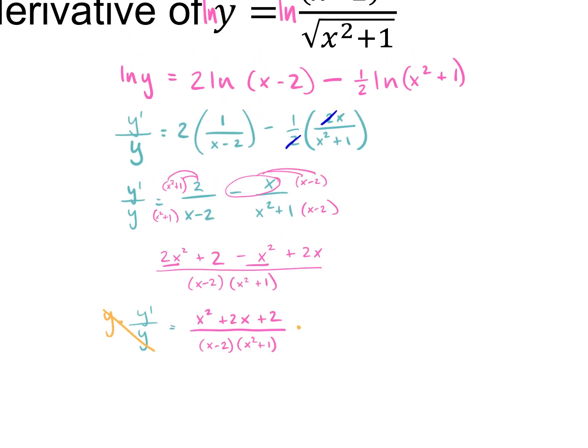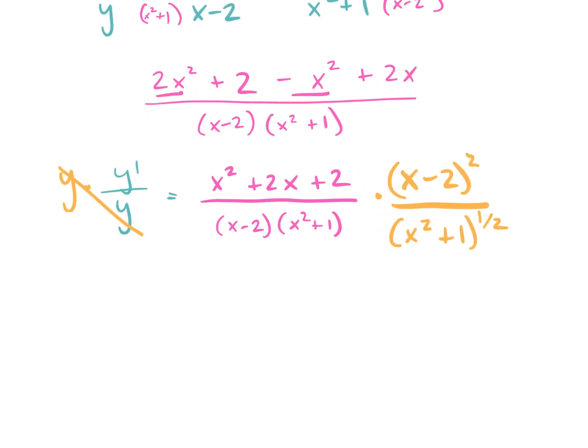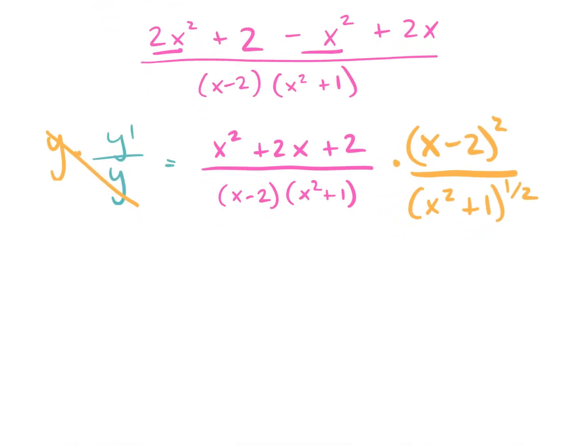It's going to cancel out on the left. The y that I'm going to multiply on the right is going to be what y is equal to here. So my whole fraction here. I've got x minus 2 squared up top over the square root of x squared plus 1, I'm going to call it to the 1/2 power. So we multiply both sides by y. Now we want to simplify. In this step, things are usually going to cancel out. So I have an x minus 2 on the bottom. I can cancel out with one of the x minus 2's up top.